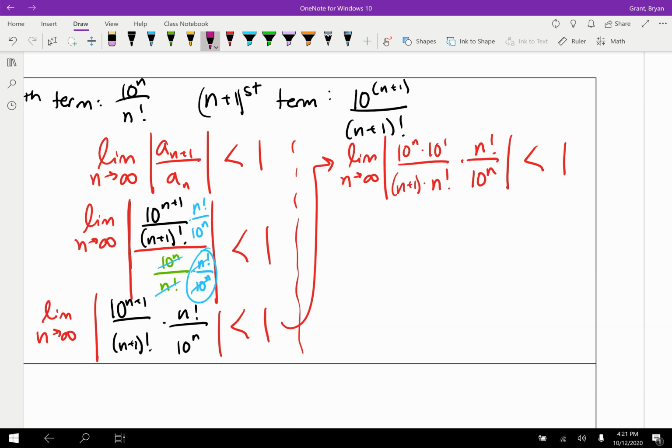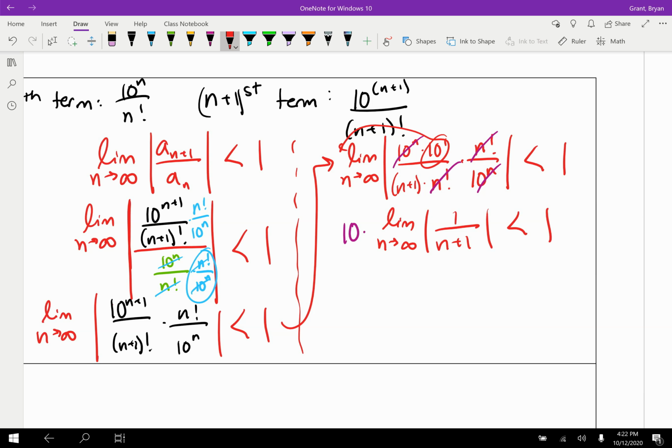Okay, well, can we clean this up? I think we can. We have the n factorials, those are gone. The 10 to the n's, those are gone. And then, although it might seem weird now, if I ever have a constant, I always like to factor out the constant from the limit. So this constant is 10. The absolute value of 10 isn't going to change. I'm going to take that 10 and move it out front. And then we're going to find the limit as n approaches infinity of 1 over n plus 1, which is less than 1.